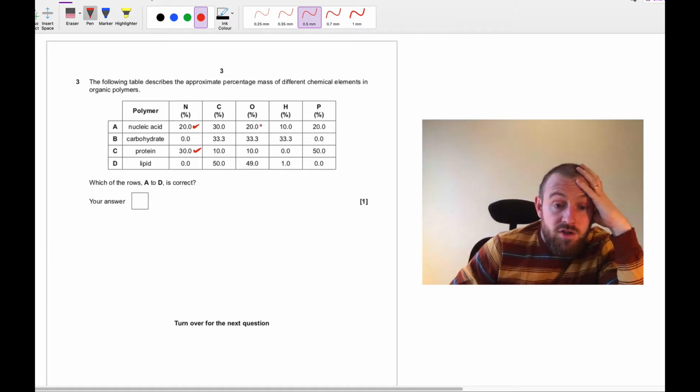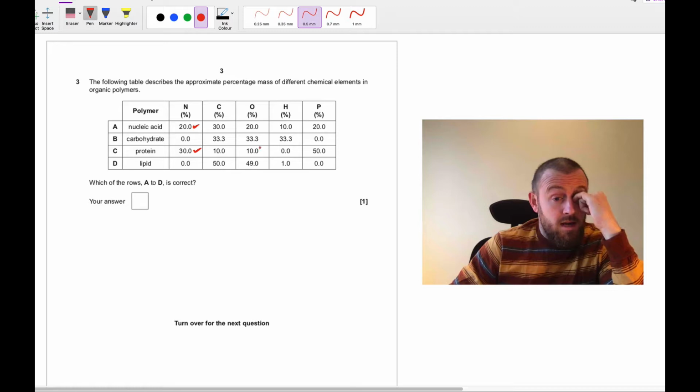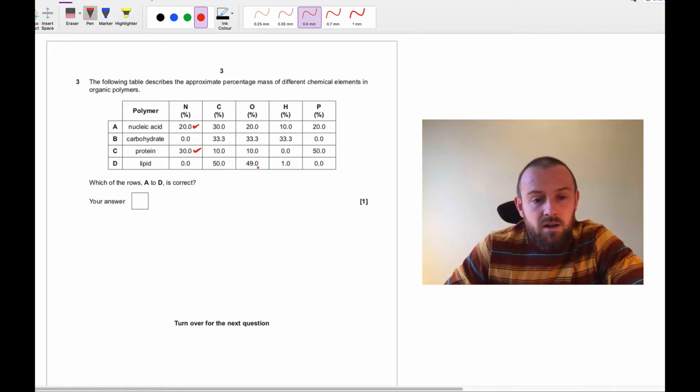All right, well, let's look at the oxygens. Oxygen, 20%, 30, 10, 49. Okay, this is wrong. There's definitely not that much oxygen in lipid. It's more hydrogen. So hydrogen should be the highest for lipid, not carbohydrate, so I think that's wrong. Phosphorus. Okay, there isn't that much phosphorus in protein. 50, that's way wrong. So I think that's right.